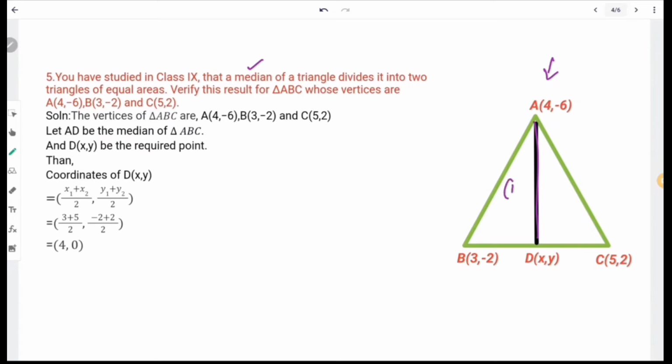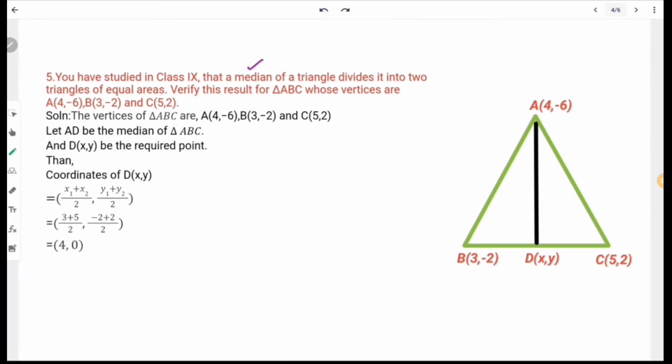All right, so can you see that it has been divided into two triangles, and we know that a median divides it into two equal areas, right? So we have to prove that the area of this triangle is equal to the area of this triangle. Before we do that, we'll try to find the coordinates of this D here. What is x, what is y? Once we know that, we find the area and prove that a median divides the triangle into two equal parts.